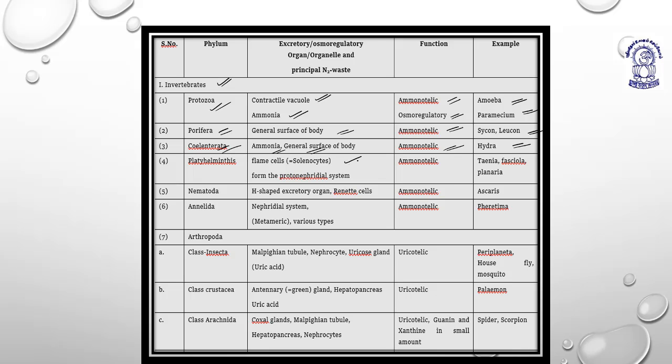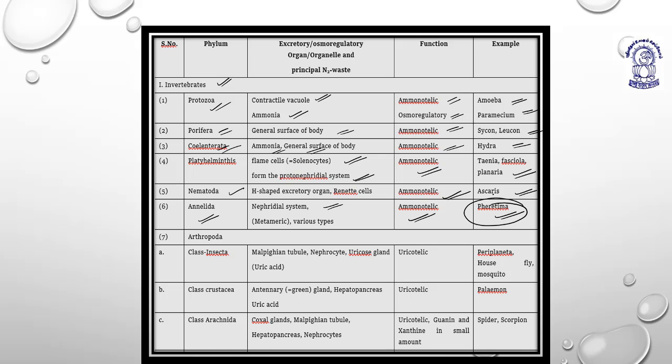Platyhelminthes have flame cells and solenocytes forming the protonephridial system. They are also ammonotelic. Examples are Taenia, Fasciola, and Planaria. Nematoda have an H-shaped renette cell. They are ammonotelic. Example, Ascaris. Annelida have a nephridial system, three types of nephridial systems. They are also ammonotelic, and the example is Pheretima.